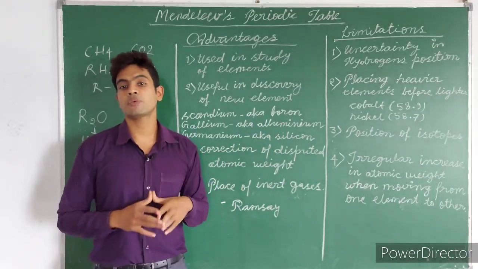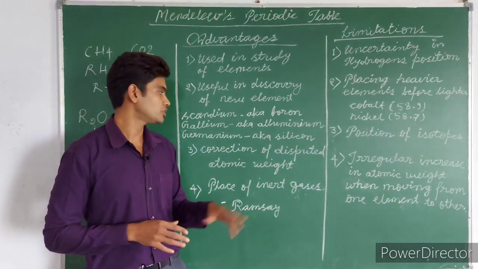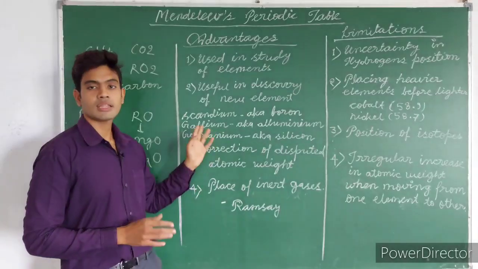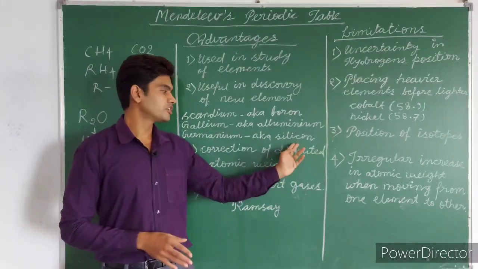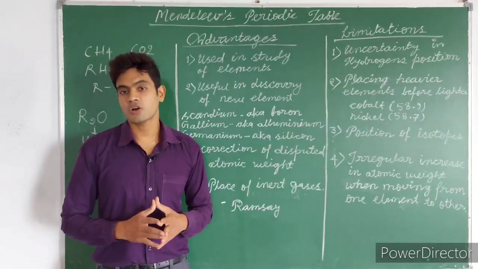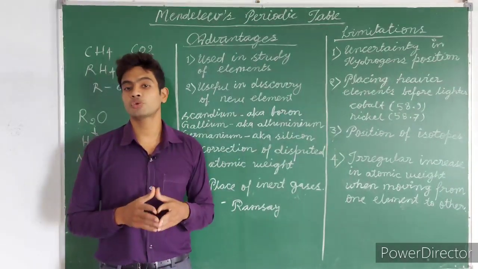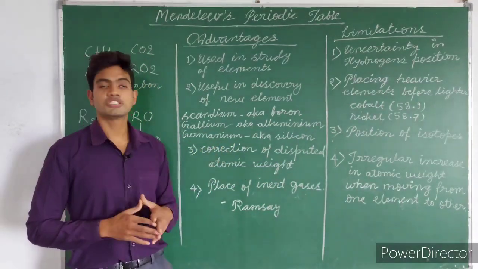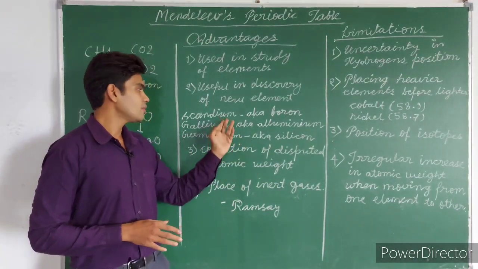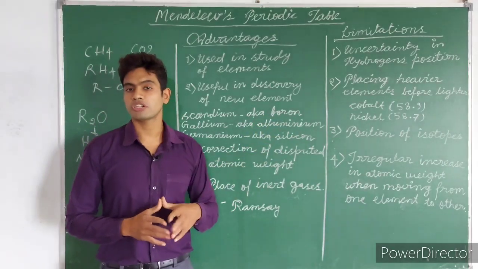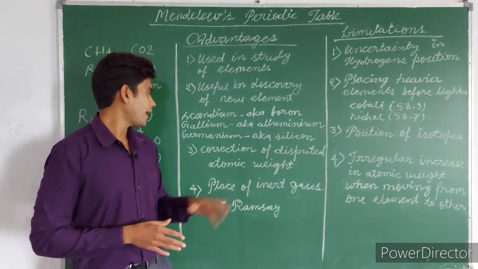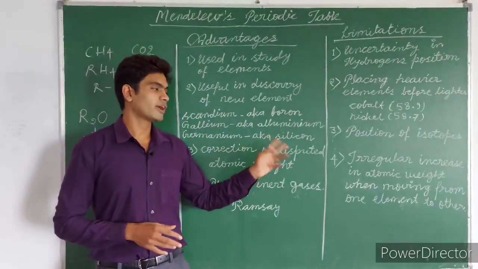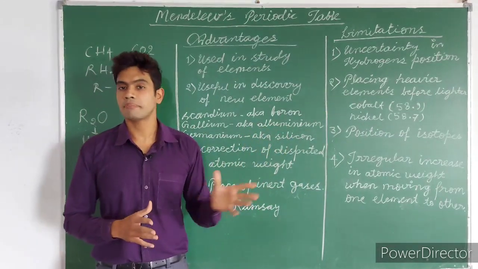That means the element which was expected to fill that gap was called Eka-aluminium, and later was discovered to be gallium. Similarly, the blank after silicon was called Eka-silicon. That means the element which was expected to fill the blank after silicon was called Eka-silicon, and later it was discovered to be germanium. So scandium was earlier called Eka-boron before its discovery according to Mendeleev, and gallium was called Eka-aluminium, and germanium was called Eka-silicon before their discoveries by Mendeleev.